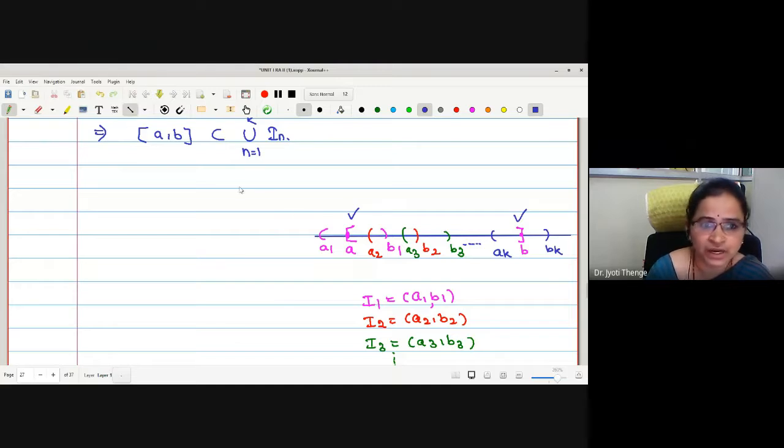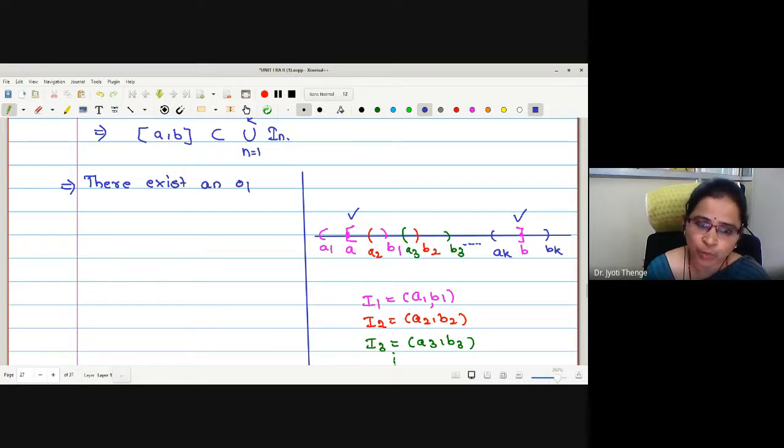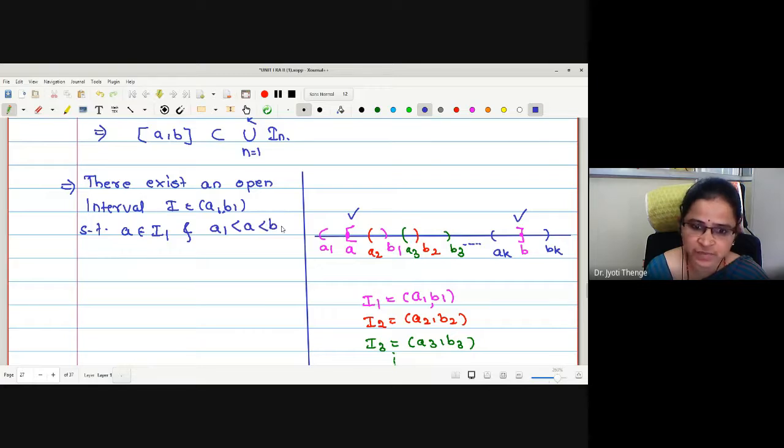Okay. Now let me write the statement. Here I am going to write, this implies there exists an open interval I1 equal to A1, B1 such that A belongs to I1 and A1 strictly less than A strictly less than B1. Correct now? This is what we have selected.